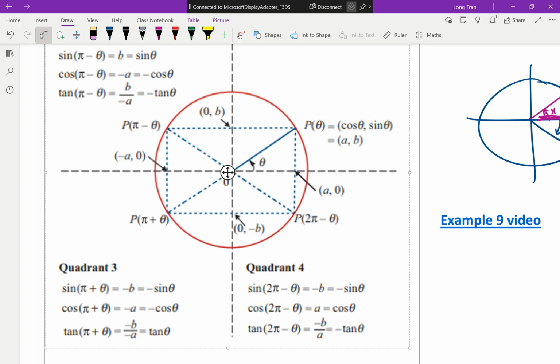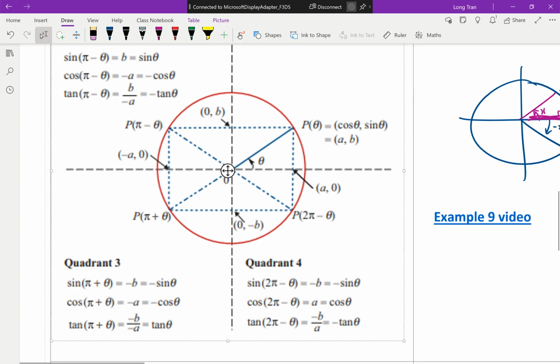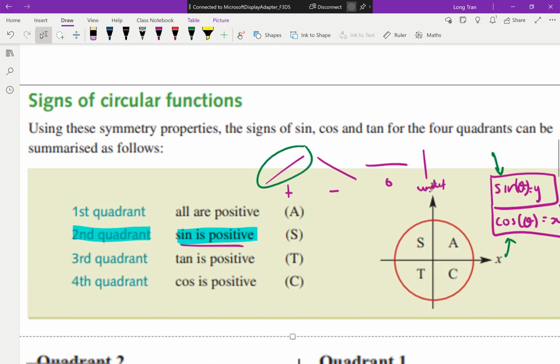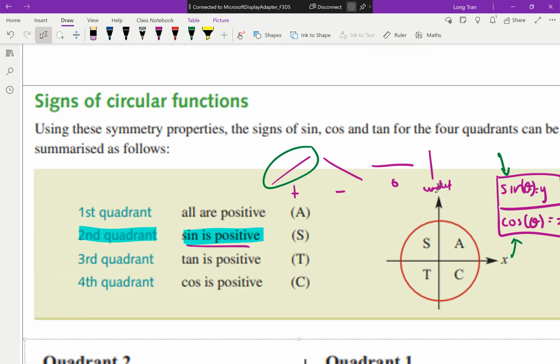Get it by understanding what the unit circle is trying to describe. Then you don't have to memorize this, or the ASTC stuff. You don't need to know A is all functions are positive, or S for sine positive only in this region. You don't, because you're just looking at the X and Y coordinates.